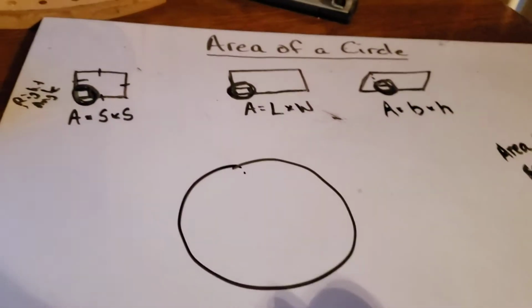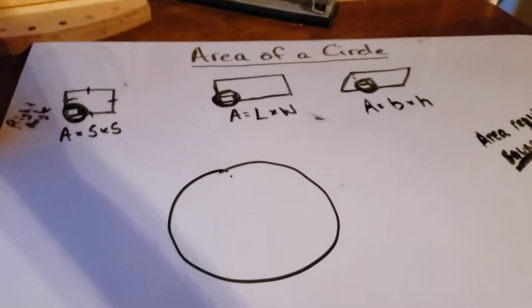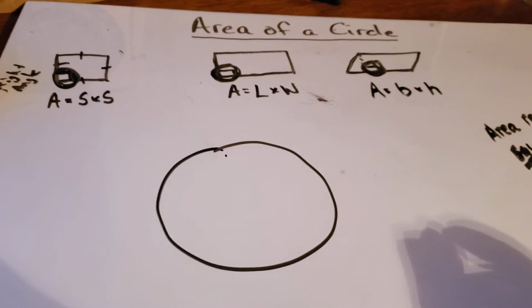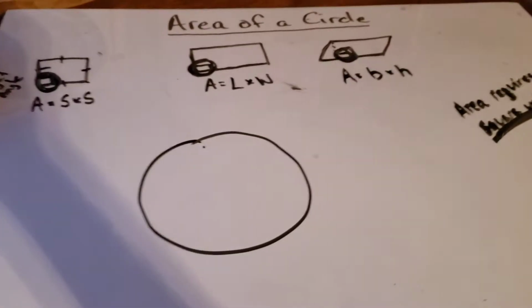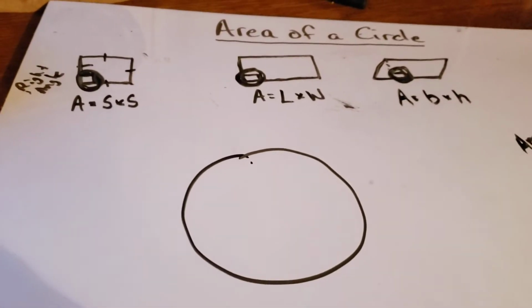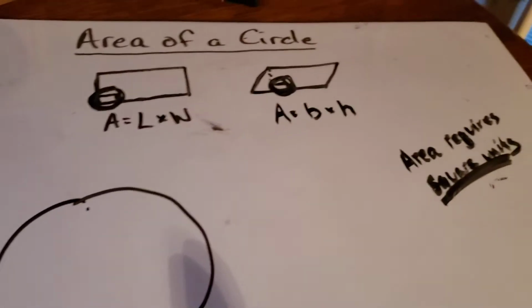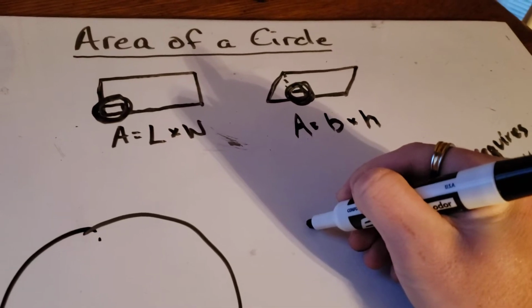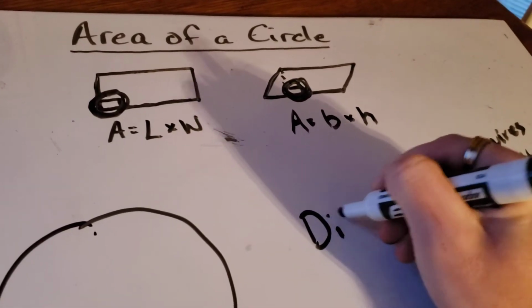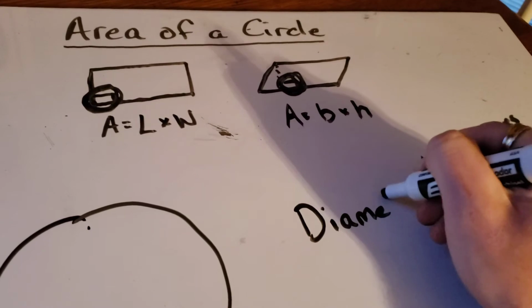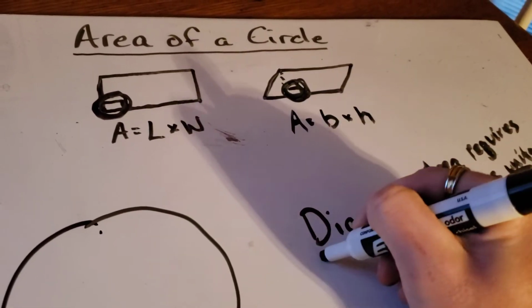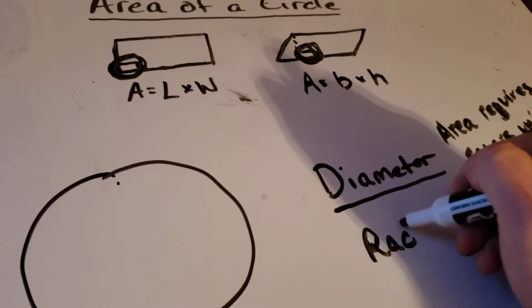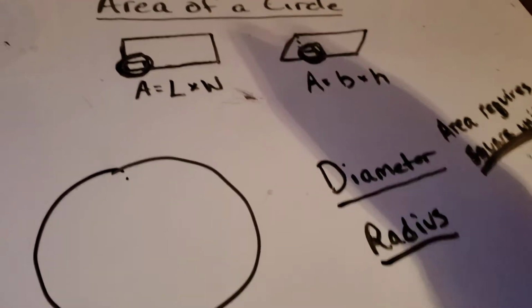So I want you to think of parts of a circle that might be able to give us a right angle. So I want you to think about that for a second. Hopefully 2 words came to mind. In a circle, we have 2 features of a circle. One is called the diameter. The other is called the radius. So let's look at both of those for a second.